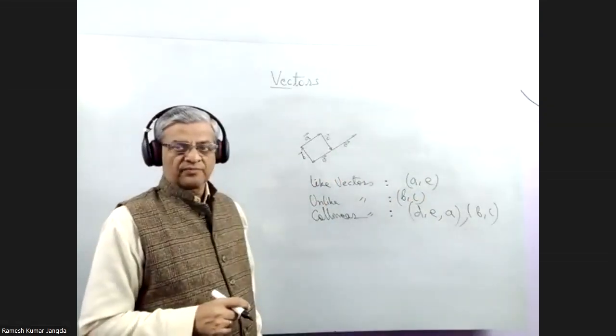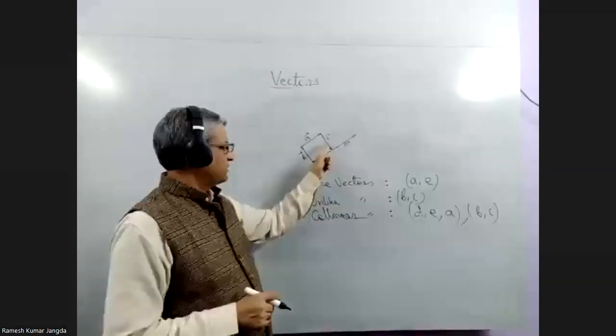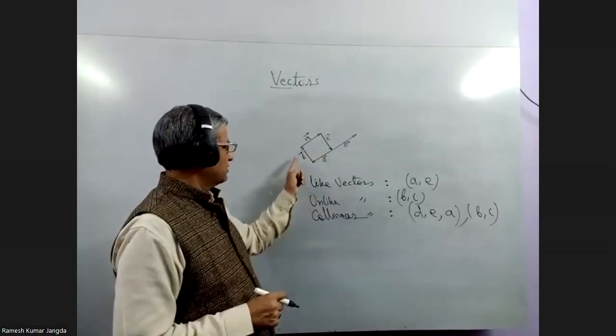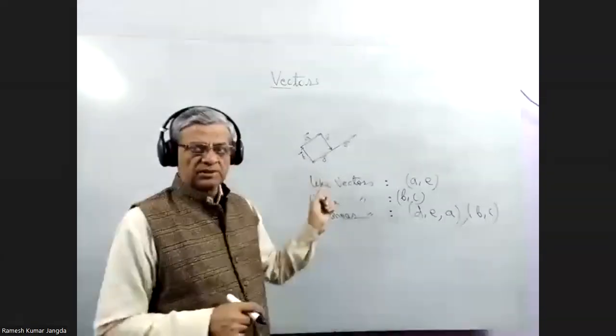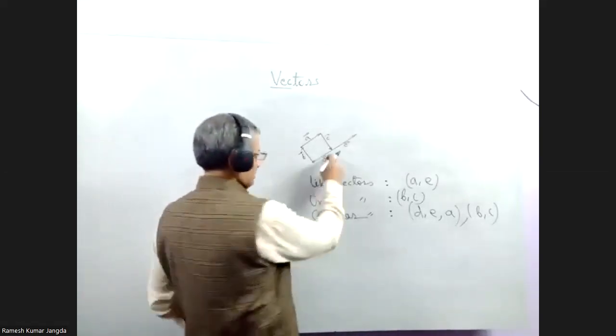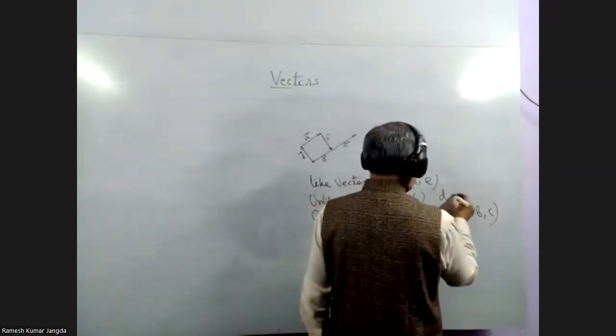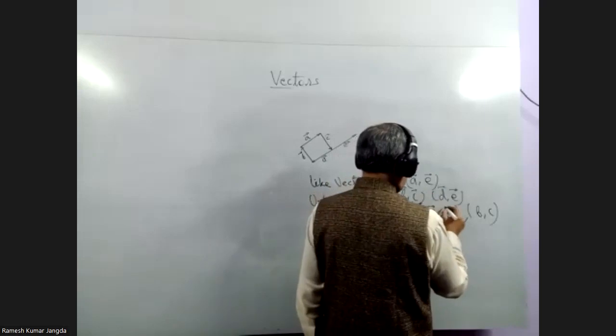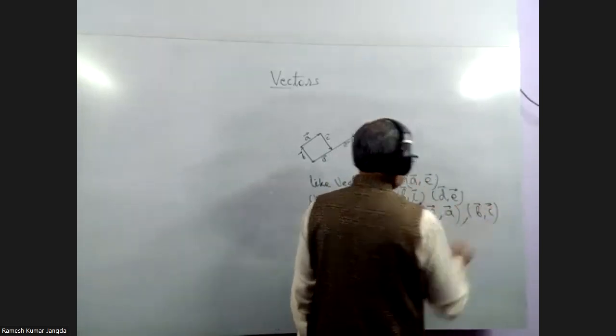But the direction of B is basically that way. Opposite direction. Unlike means opposite direction. B and C have opposite direction. D and E is also having opposite direction. D is this, E is this. So D and E are also unlike vectors. Okay. So that's why you have to identify the vectors in a given diagram.